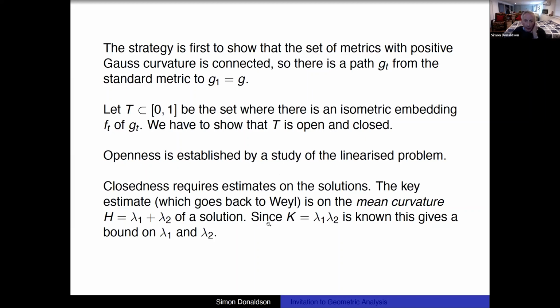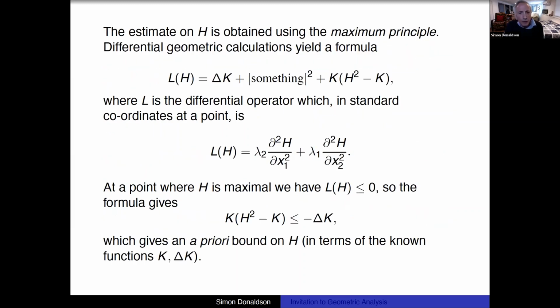We're supposed to know the metric that determines the Gauss curvature, the product. So if we have a bound on the mean curvature, that gives a bound on both λ1 and λ2. We're not going to explain this in detail, but it illustrates an important general technique: this estimate is obtained using the maximum principle.